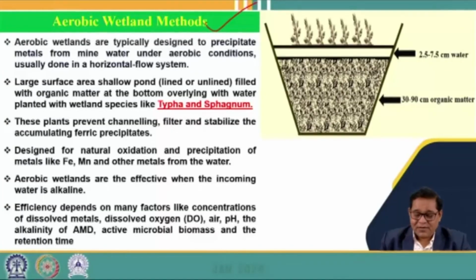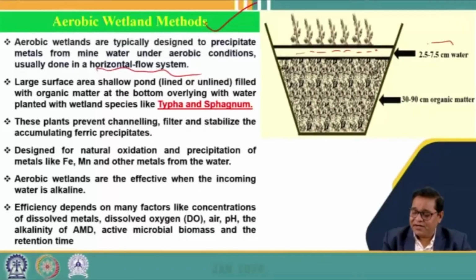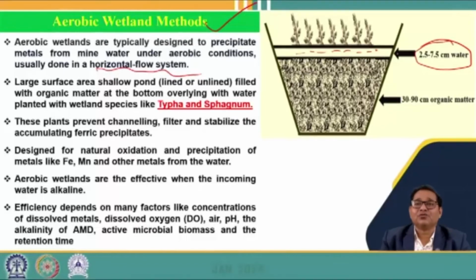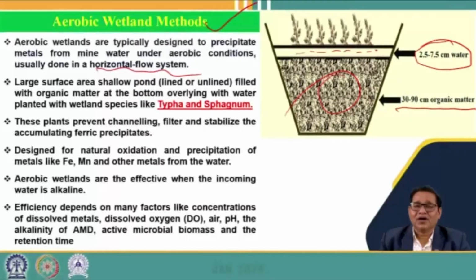So let us talk about the wetland system, in a little more detail, the aerobic wetland system. These aerobic wetland systems are typically designed to precipitate out the metals present in the acid mine drainage under aerobic conditions, which is usually done in a horizontal flow system. A water layer, hardly 2.5 to 7.5 centimeter thick, is passed over a 30 to 90 centimeter layer of organic matter. This is a relatively shallow type of wetland system where the total depth does not exceed 1 meter.